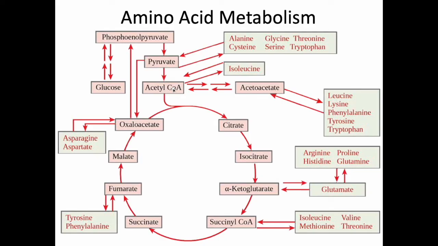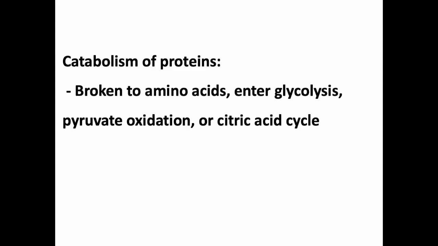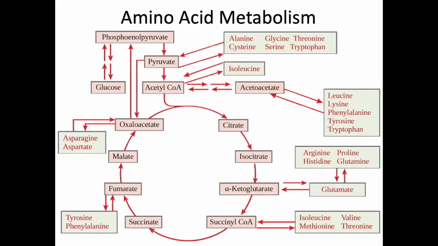So some of them hop in here in the acetyl step. Some of them hop in here, replacing pyruvate in this overall pathway. Some of them jump in midway through the citric acid cycle. But yeah, they could all be dealt with one way or another. You just need to break them down to amino acids first, and then they're going to enter this pathway somewhere. So catabolism of proteins: proteins are broken into amino acids, where they will either enter glycolysis, pyruvate oxidation, or the citric acid cycle, and yeah, they'll be broken down completely to CO2 one way or another. So we can get energy out of proteins in this way.